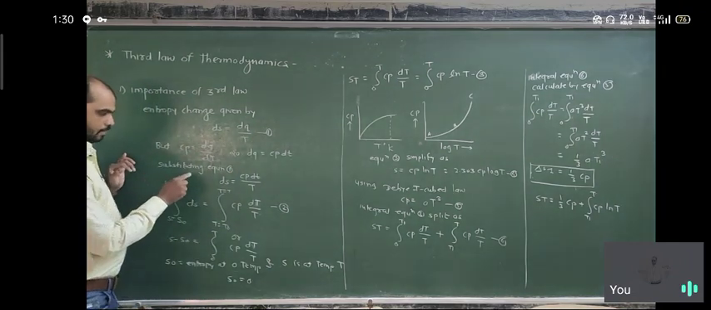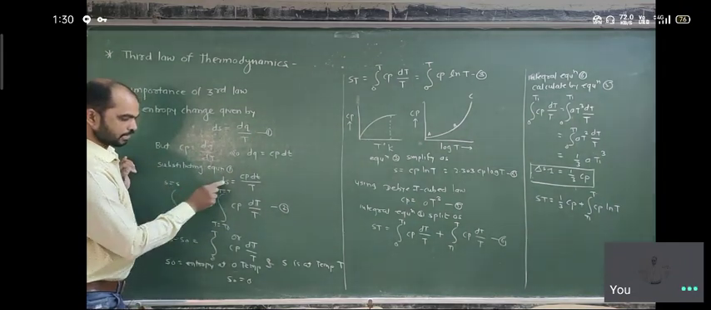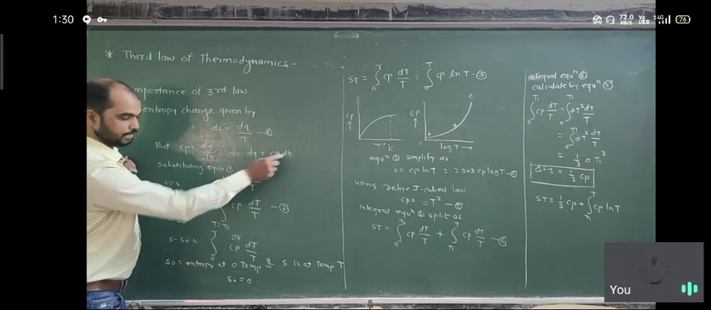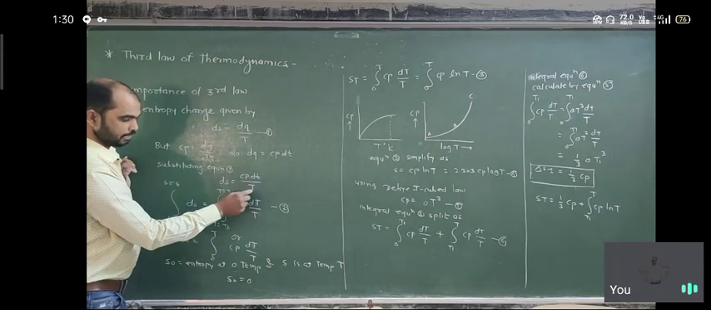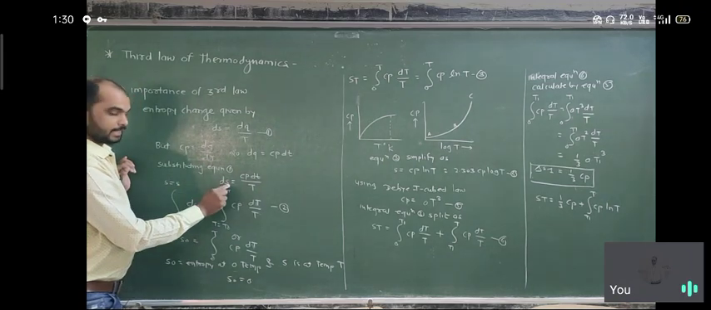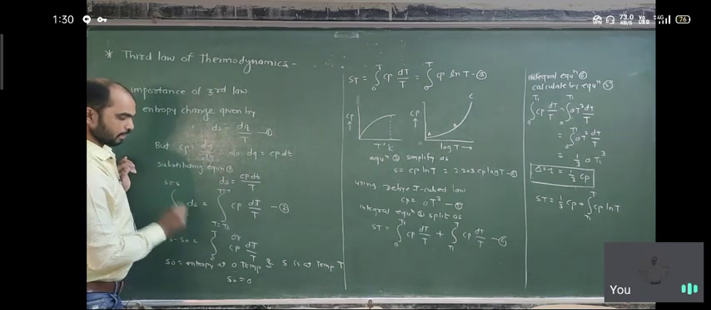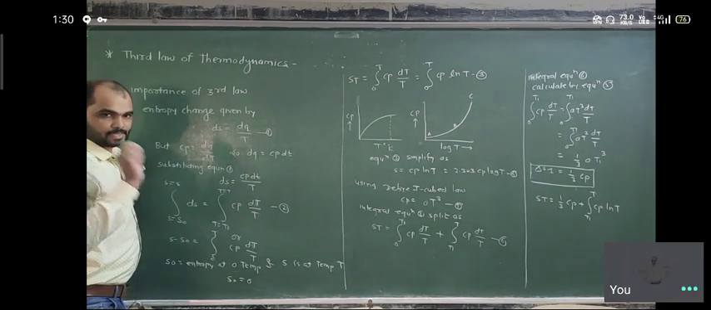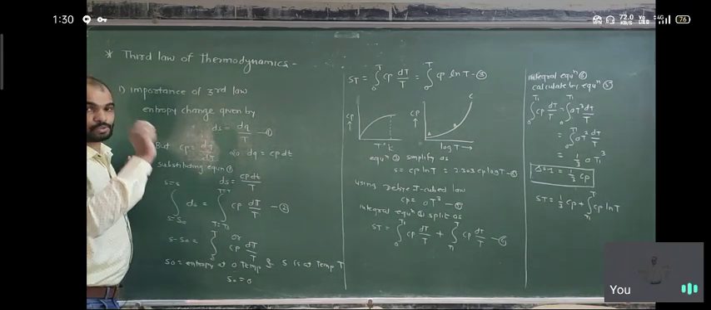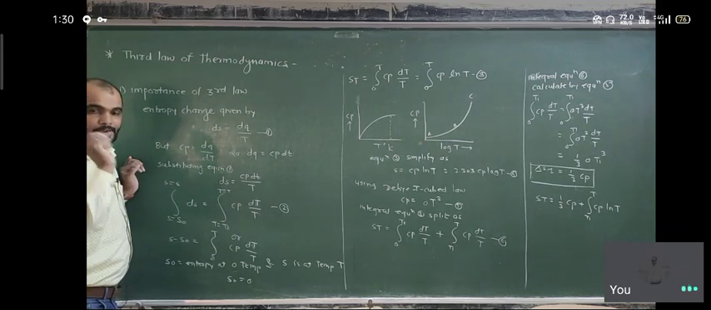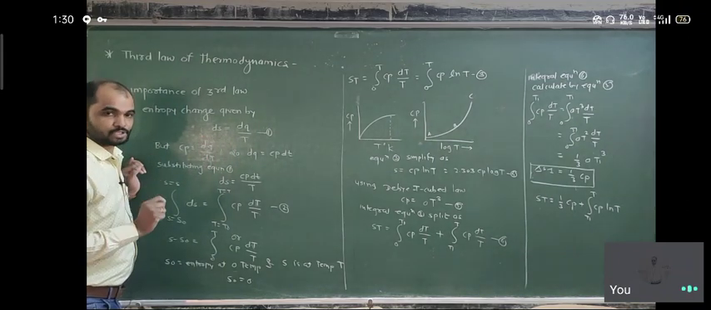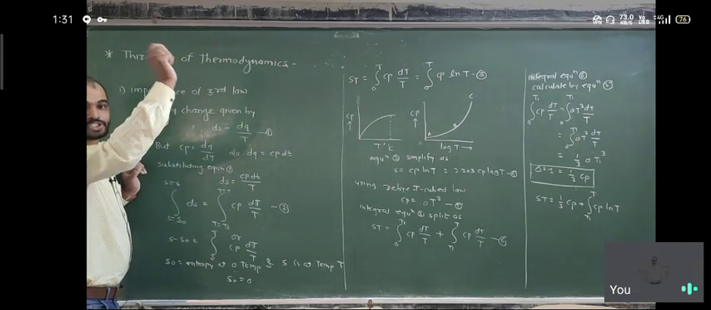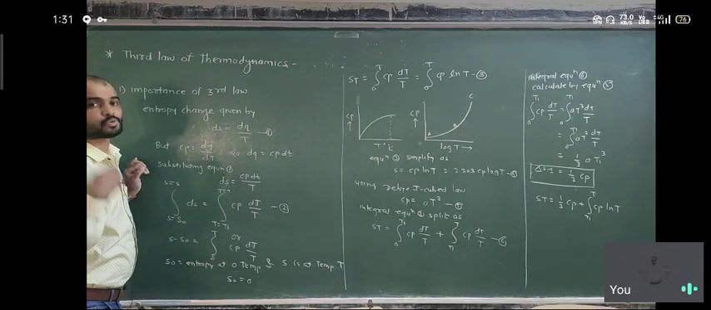Substituting in equation first, dS is equal to, what is the value of dq? Cp into dT, so Cp dT upon T. So we integrate this equation using the limits. For entropy, we consider S0 to S. S0 means the entropy at absolute zero temperature, and S is the entropy at temperature T, any temperature which is more than zero.